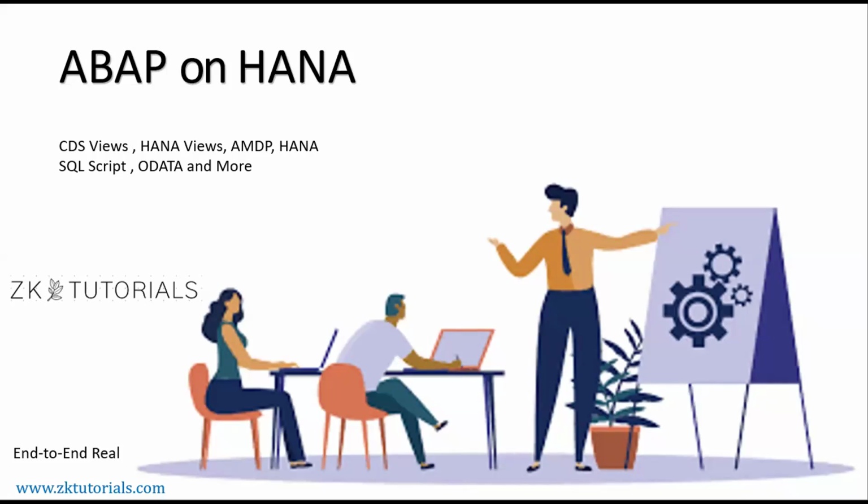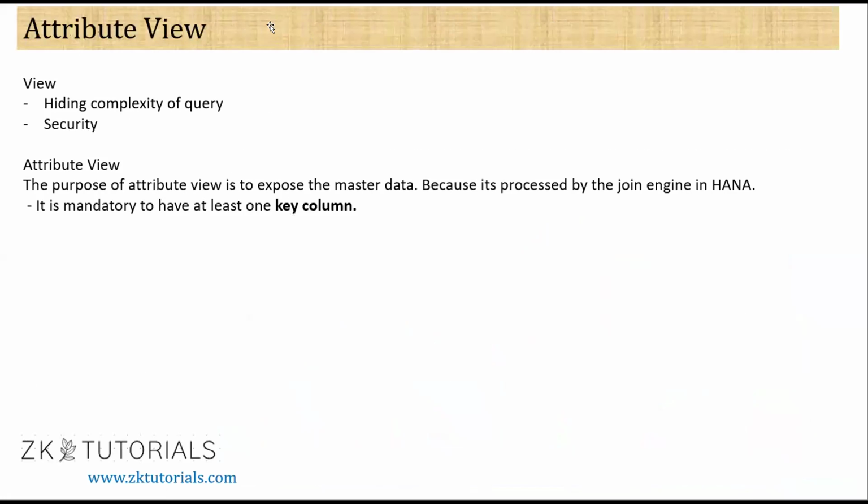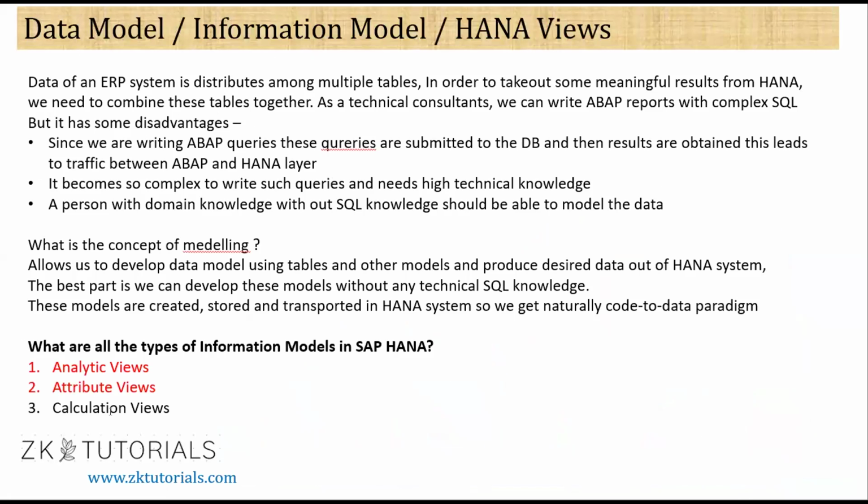So in the last session, we discussed the information models. We have seen what the types of information models are. There are three types of information models: analytical views, attribute views, and calculation views. We also saw how to create the attribute view, as the attribute view and analytical view are deprecated from SAP's side.